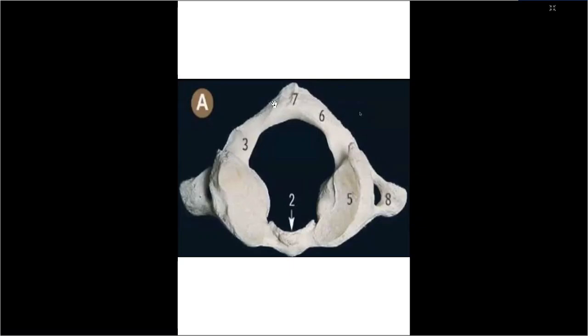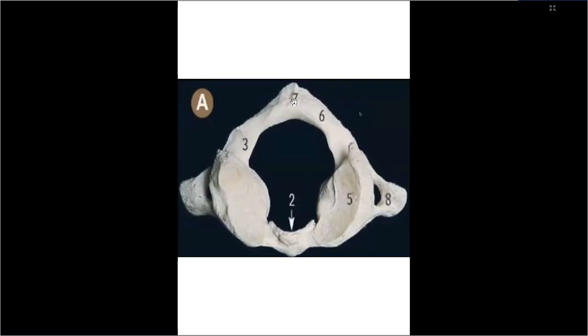Now, can you see the structure? This is the atypical cervical vertebra C1, which is atlas. What is now structure number 5? And from which view are we seeing this image? This is a superior view because the number 5 superior articular facets are kidney shaped. Good.